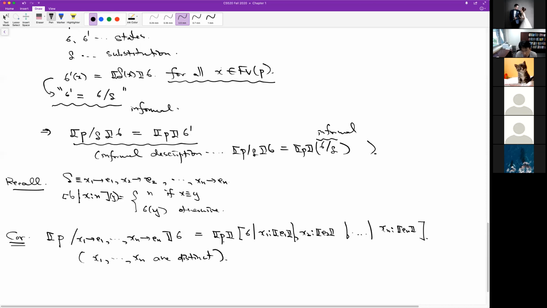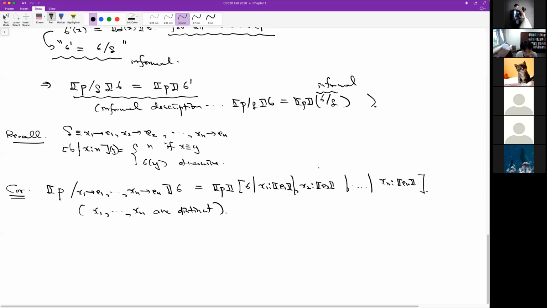Another way to think about semantic substitution is state update. So substitution corresponds to the state update. If X1 and Xn are not distinct, then it's not a well-formed definition, because the reason we are using this X1 arrow E1, Xn arrow En is a way to specify a map from variable to expressions. If they are not distinct, the map is defined ambiguously. So it's an ill-formed application. Okay.